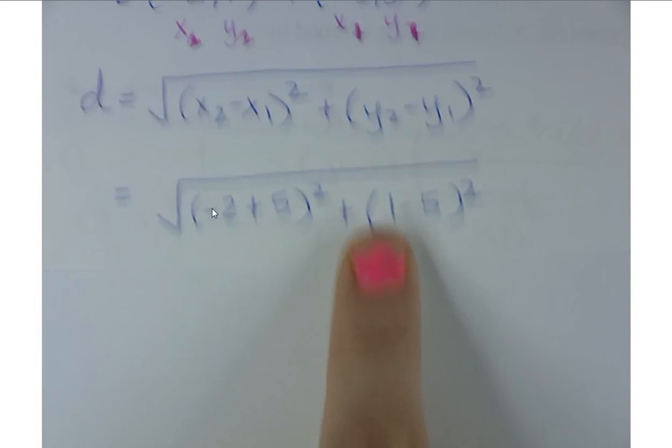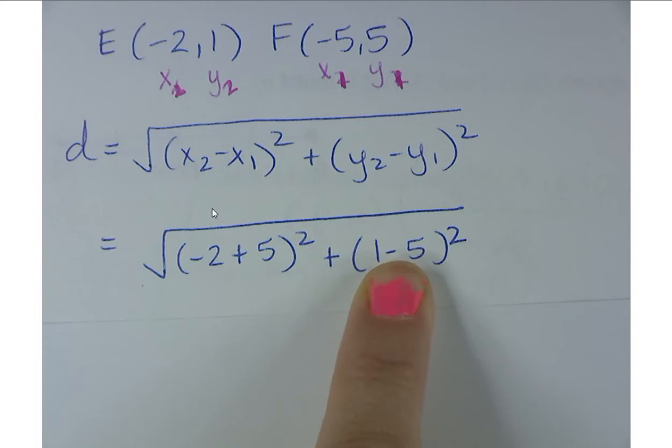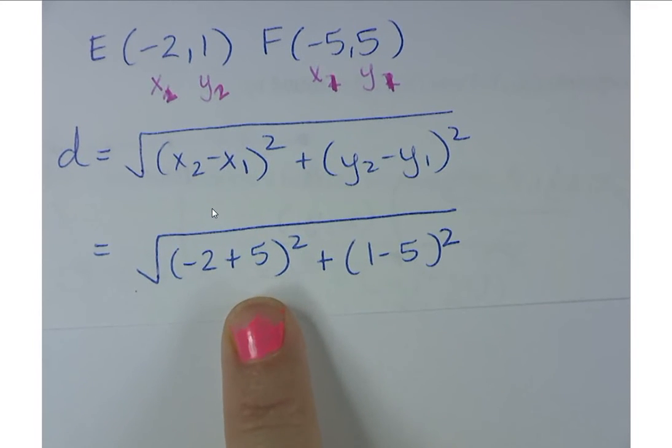Okay? Now with this one, I have a +1 and a +5, so I do see the subtraction here, 1 minus 5. Okay, so Jay, what's -2 plus 5?